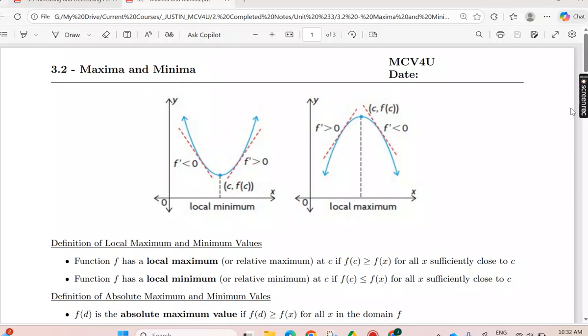Hi there. This is the video for lesson 3.2, Maxima and Minima. This piggybacks off of our last lesson where we talked about increasing and decreasing intervals. Now we're specifically going to identify maximums and minimums.